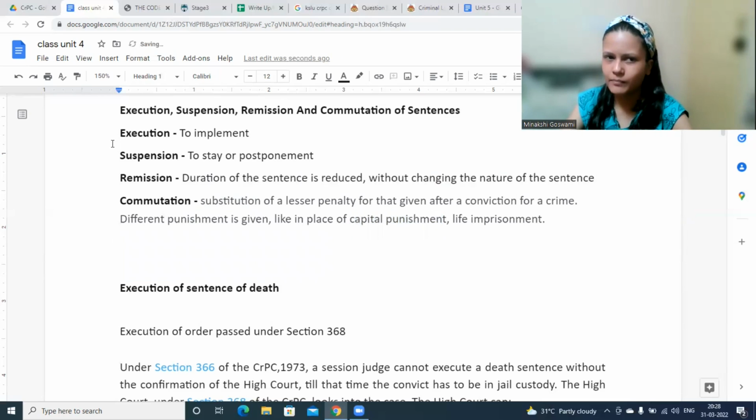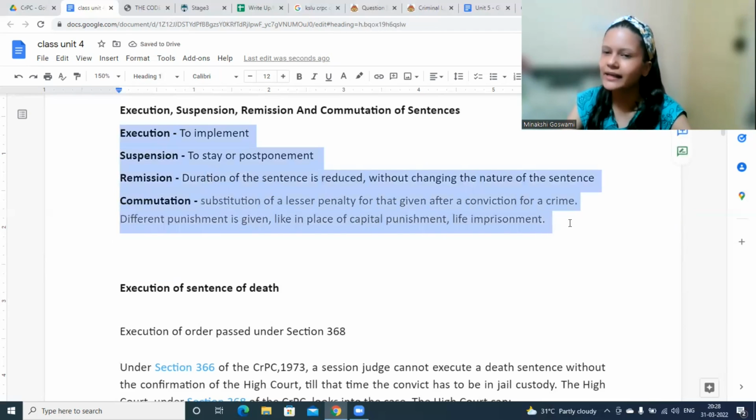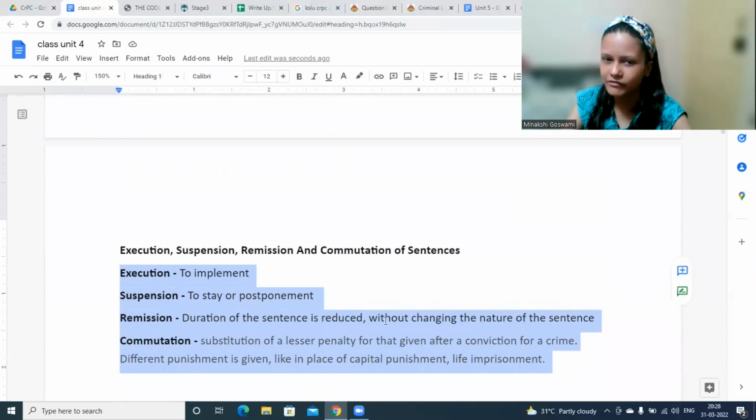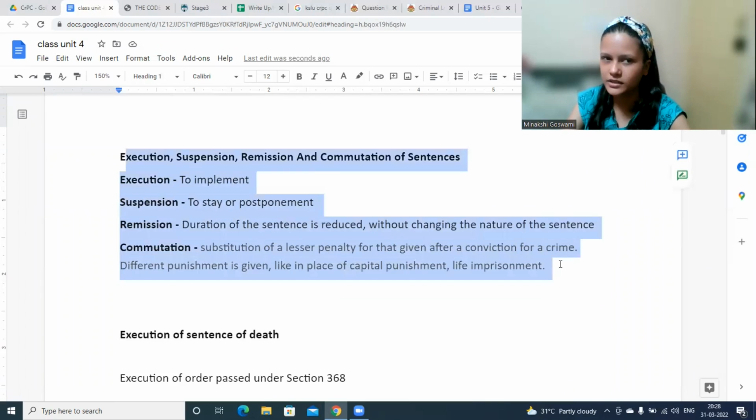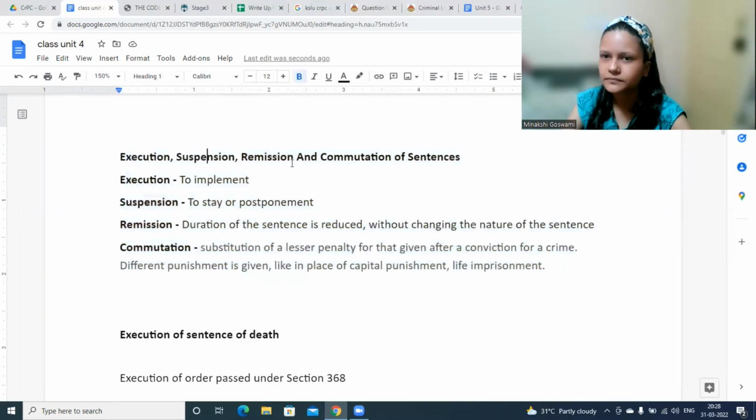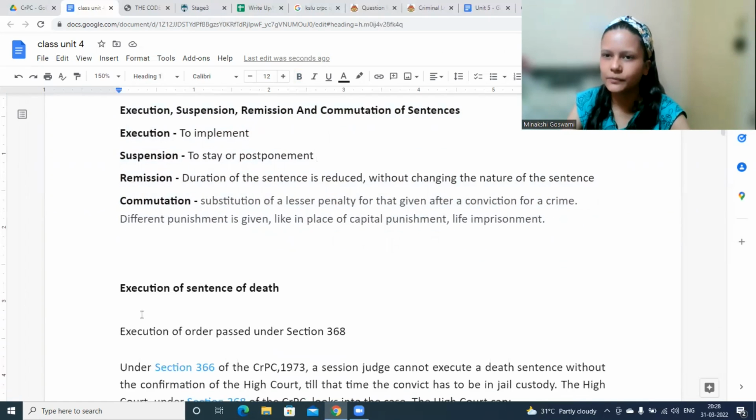So if you remember these 4 words' meanings, you can write in your own ways also. You don't even need to read this entire part. Everything is there in the meaning itself. Once you know the meaning, you can give examples, you can write your own explanation also. So this part is very important. Only the Governor and the President have the power.